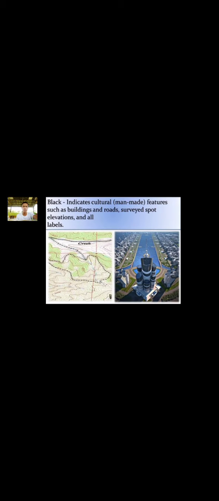Next is the color used in the map. The color used in the map is very important. So, black indicates cultural, the man-made, those made by people. The features such as the building, the road, surveyed spot elevation, and all labels. So here on the map, when it is that color, it is really man-made.